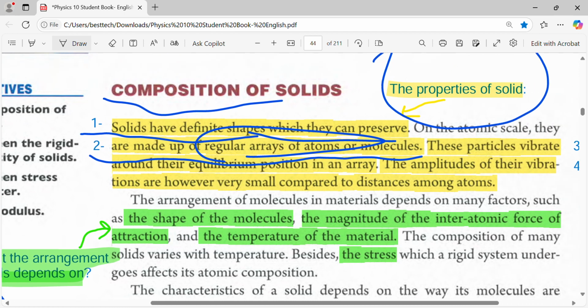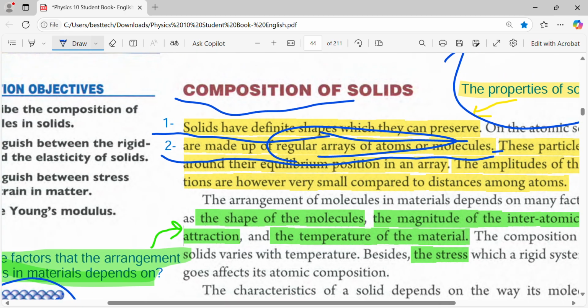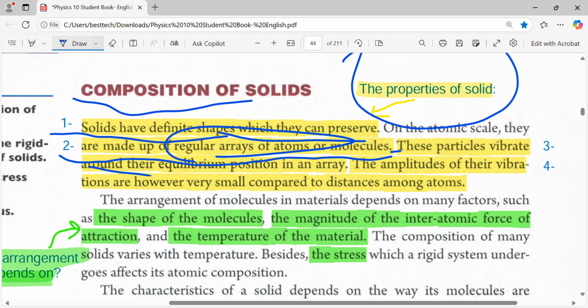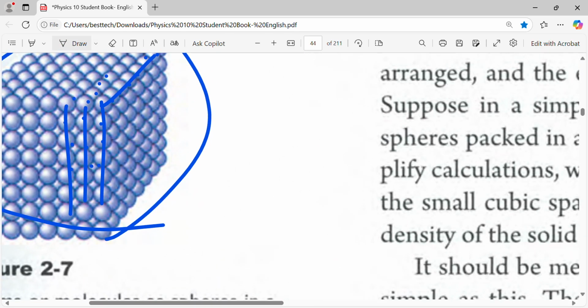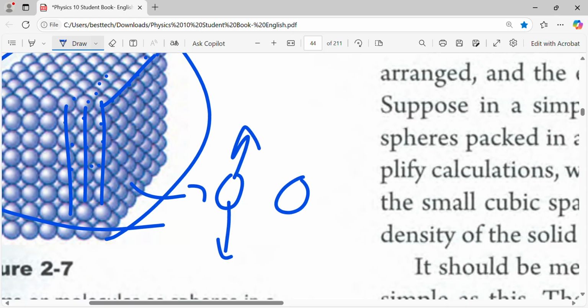The third property: the particles vibrate around their equilibrium position. What does that mean? Guys, look, I'm going to take a small example from this picture. For example, we have 2 molecules. I'm talking about the normal situation without giving them any kind of energy. These 2 molecules are vibrating all the time. All the molecules in the solid structure are vibrating around a fixed point.